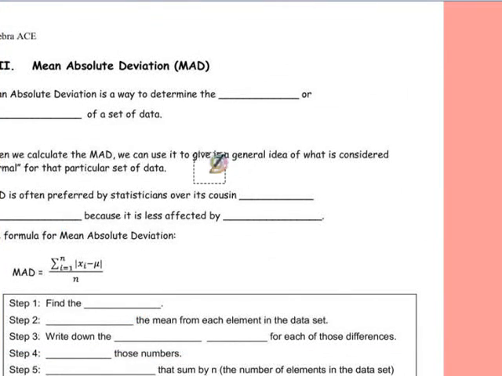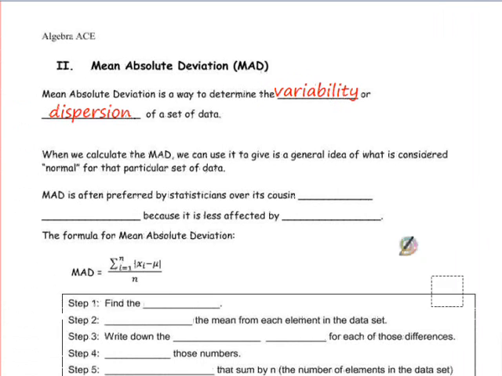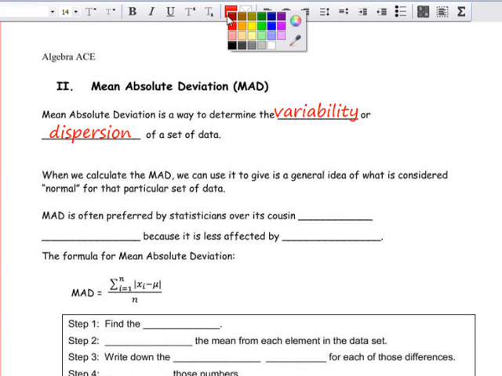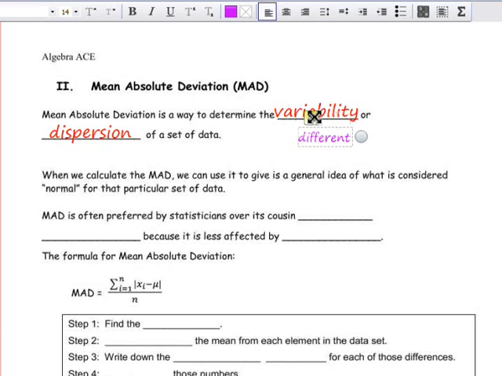So mean absolute deviation is a way to determine the variability, or the dispersion, of a set of data. Variability is how different something is. The dispersion is how spread out it is. If you want to make a note somewhere, it's not a bad idea to add "different" for variability and "spread out" for dispersion. Okay.